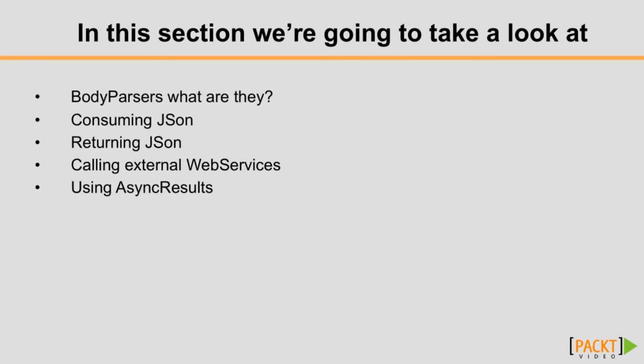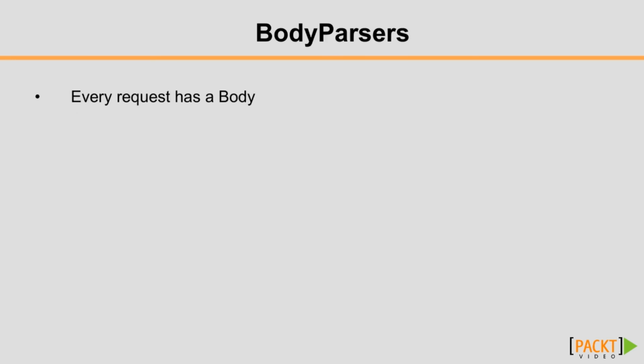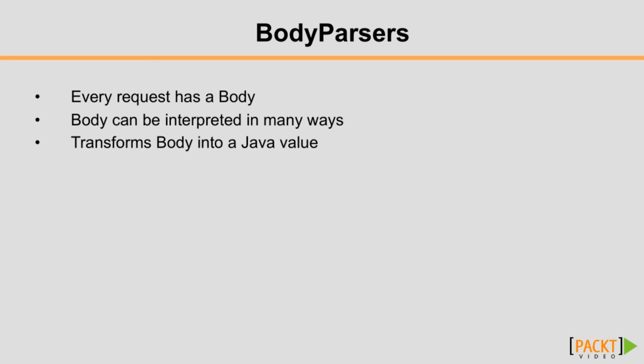Today, we're going to start learning what body parsers are. So, every request that comes to any web application has a body. This body can be interpreted in many ways. It can be some JSON, it can be some XML, it can be URL encoded params, it can be a lot of things, but we need to know how to interpret that body and how to convert or transform that body into a Java value. That is what body parsers are for.